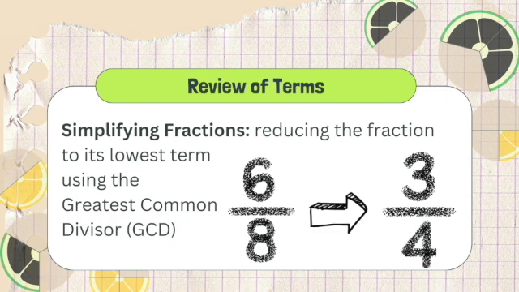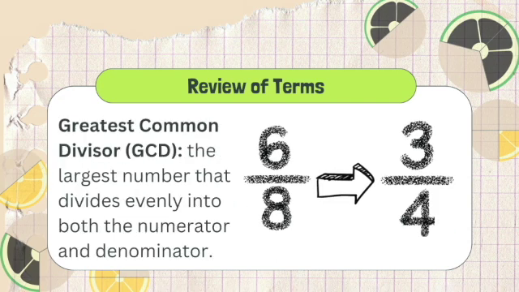What would you think the greatest common divisor is to make it simplified? In this case, it would be 2. So 6 divided by 2 is 3, and 8 divided by 2 is 4. Remember, they both have to be divisible by the same number. Greatest common divisor is the largest number that divides evenly into both the numerator and denominator. So in this case, like we said, the greatest common divisor would be 2 because both numbers, 6 and 8, can be divided by 2 to get 3/4.